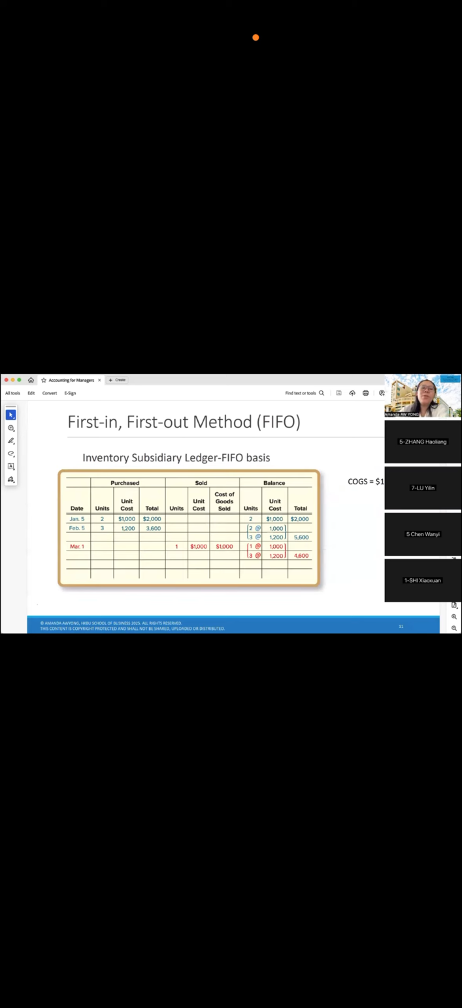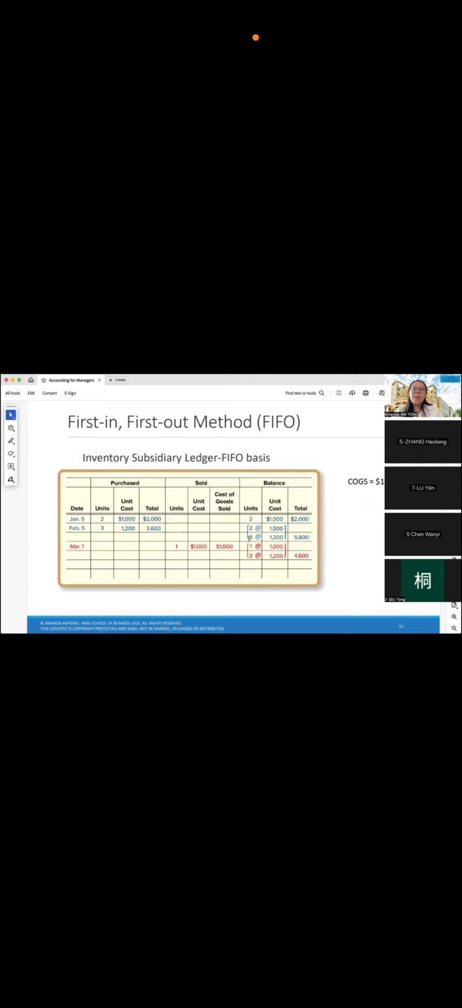Now, I also introduced to you the first in, first out method, or the FIFO method. This would mean that whatever inventory we bought first, we would use that cost in recording the sales. So the top would be the same on the 5th of January. What is different is on the 5th of February, after we purchase 3 units, we are going to split out the balance as such. We are going to have 2 units at $1,000, 3 units at $1,200. This tells us that any sale should be first taken from the $1,000 before we move on to the $1,200.